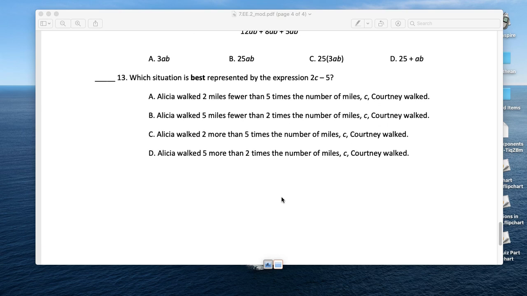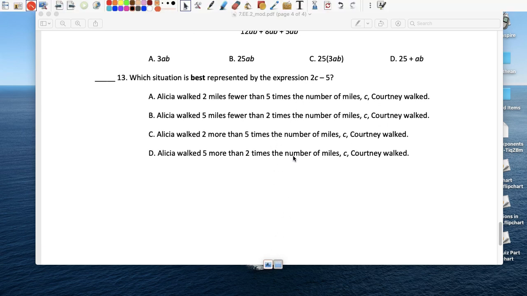Okay, 2c minus 5, so it's 2 times something minus 5. So you have to look for something that says 2 times whatever minus 5. Alicia walked 2 miles fewer than 5 times the number. Is that 5 times the number? No, the 5 is all by itself, so that's gone. Alicia walked 5 miles fewer than 2 times the number of miles c, that's good. Fewer than is a turnaround word. If you translate B as it is, you get 5 minus 2 times c, but because it's fewer than, it actually becomes 2c minus 5. The correct one is B.